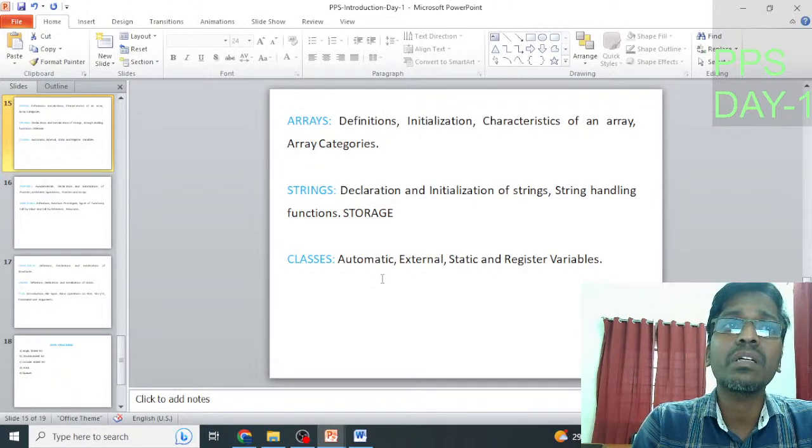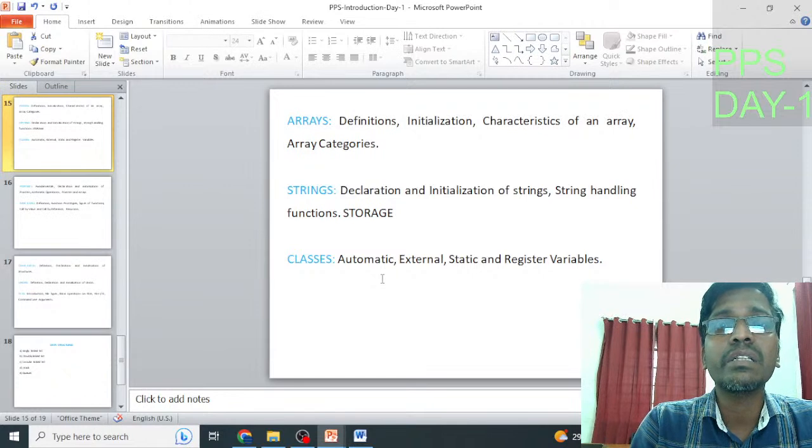After that, I want to cover strings. So how are we going to declare these strings, how are we going to initialize the strings, and what are the different types of string handling functions in C programming.